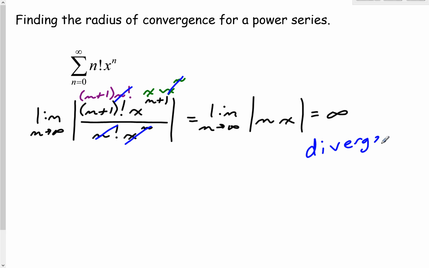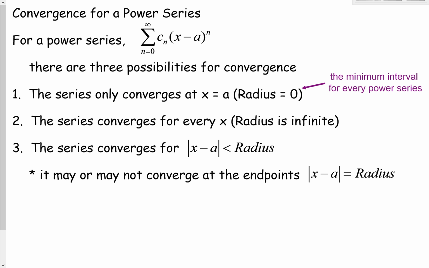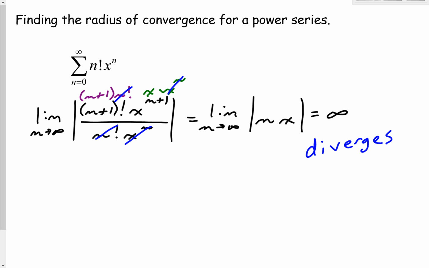However, we are still able to say that there is a radius because there is one situation going back here. We had said that there is a minimum interval that every power series converges on, and that's that it converges at its center. So in this example here, even though my series is diverging, it still must converge at the center of 0. So its radius of convergence is 0, because from its center, there's nothing else that will converge.